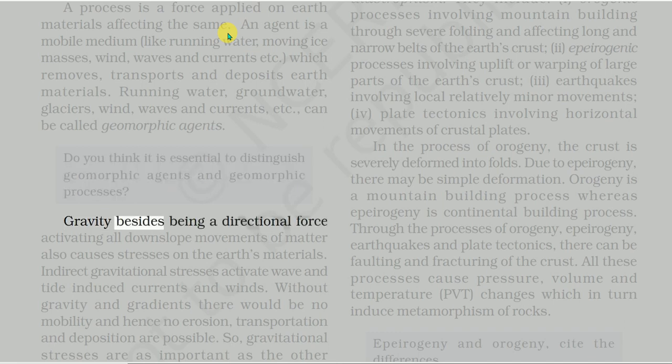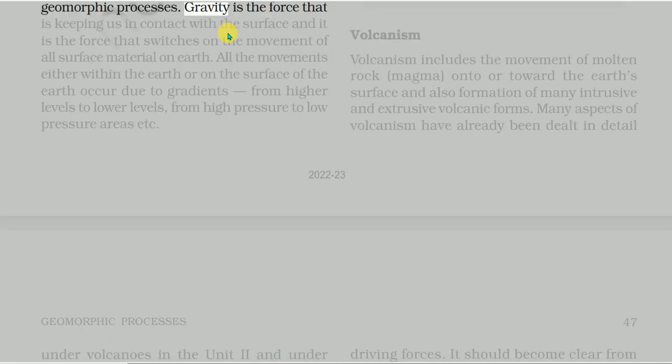Gravity, besides being a directional force activating all downslope movements of matter, also causes stresses on the Earth's materials. Indirect gravitational stresses activate wave and tide-induced currents and winds. Without gravity and gradients there would be no mobility and hence no erosion, transportation and deposition are possible. So, gravitational stresses are as important as the other geomorphic processes. Gravity is the force that is keeping us in contact with the surface and it is the force that switches on the movement of all surface material on Earth.